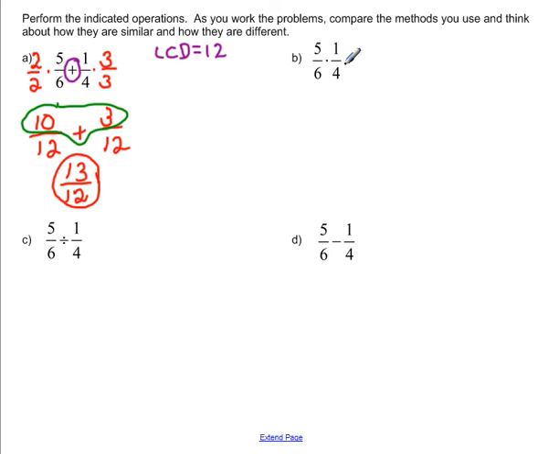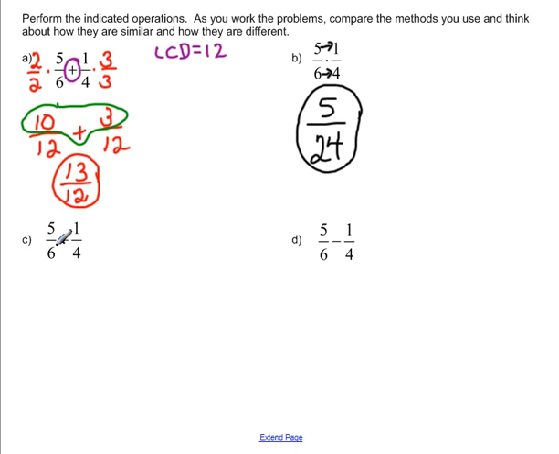In our second problem, we have multiplication. Now remember, with multiplication, we don't need to come up with a common denominator. We look for common factors between numerators and denominators, and in this case there aren't any common factors, so we're just going to multiply straight across. So we have 5 times 1 is 5, we have 6 times 4 is 24, and that's a simplified fraction, so that's going to be our final answer there.